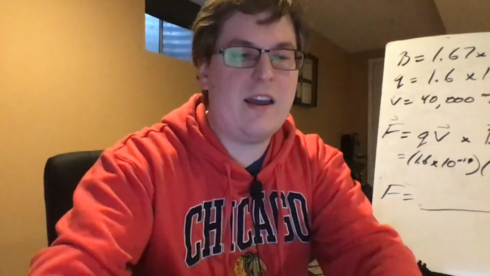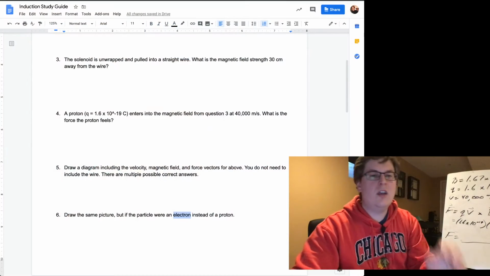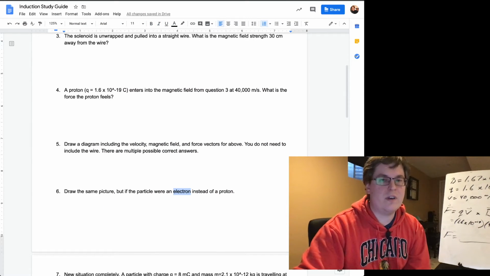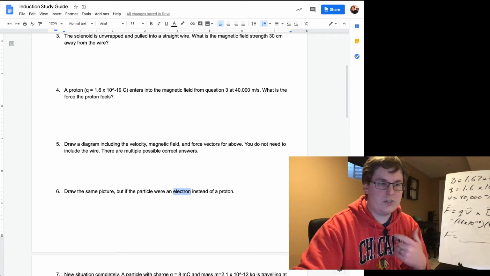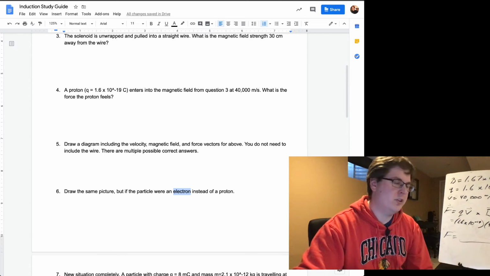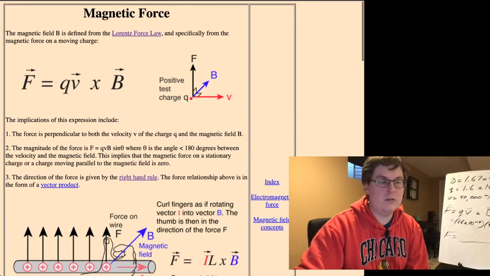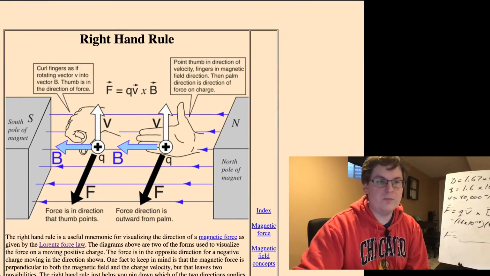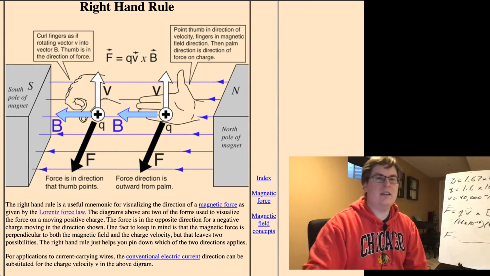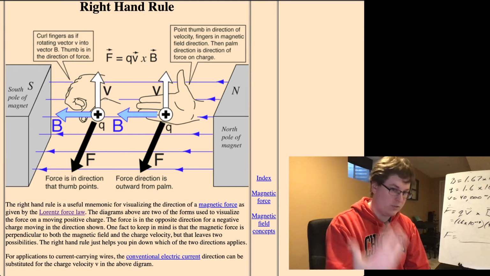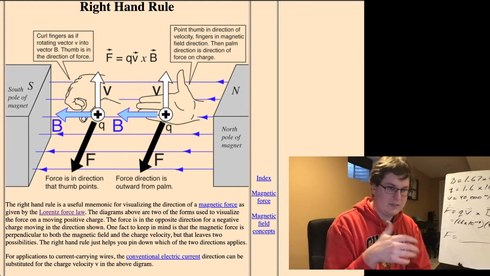So question number 5 says, draw a diagram including the velocity, magnetic field, and force vectors. And we're just going to assume that they're at 90 degrees to each other. It's not stated, and there are multiple correct answers. But the trick to this is that we need to follow the right-hand rule. So this slide is giving you two different interpretations of how to use the right-hand rule, but they have the same result.